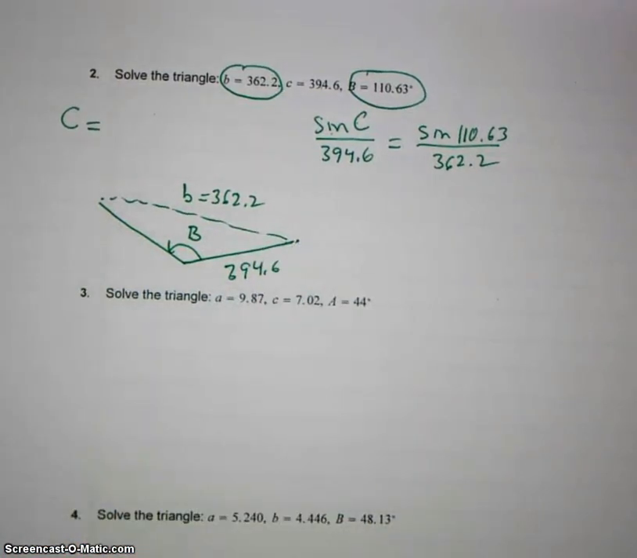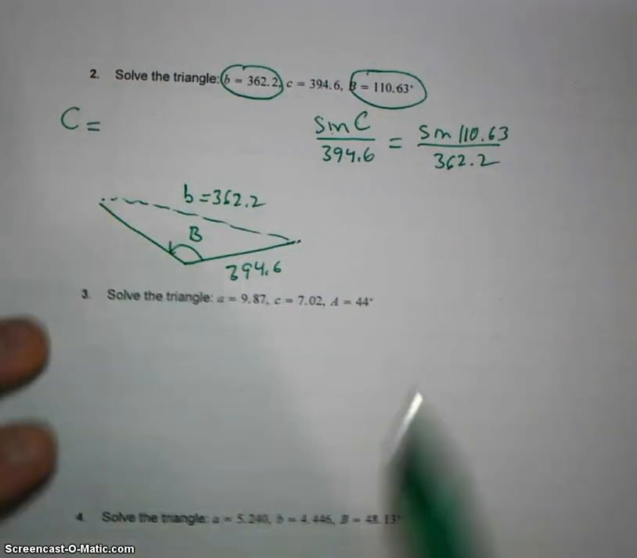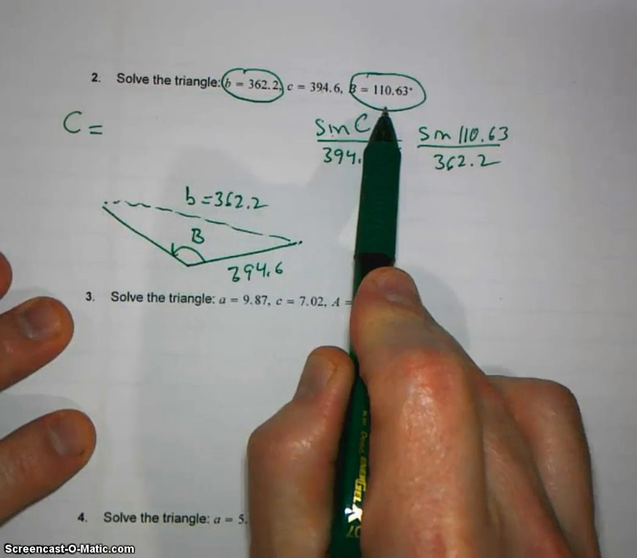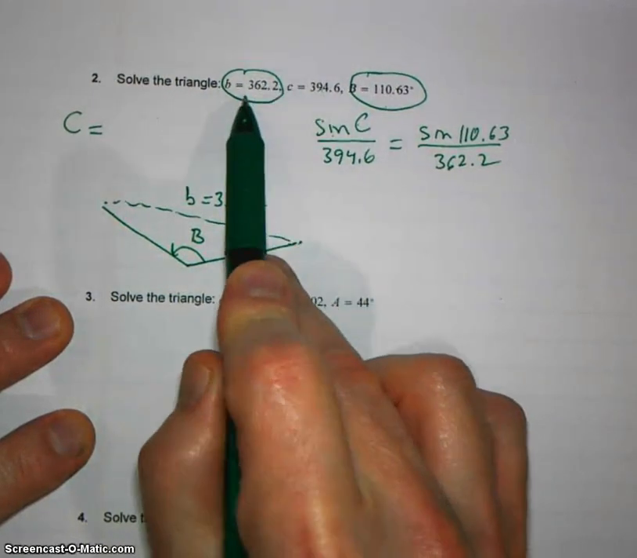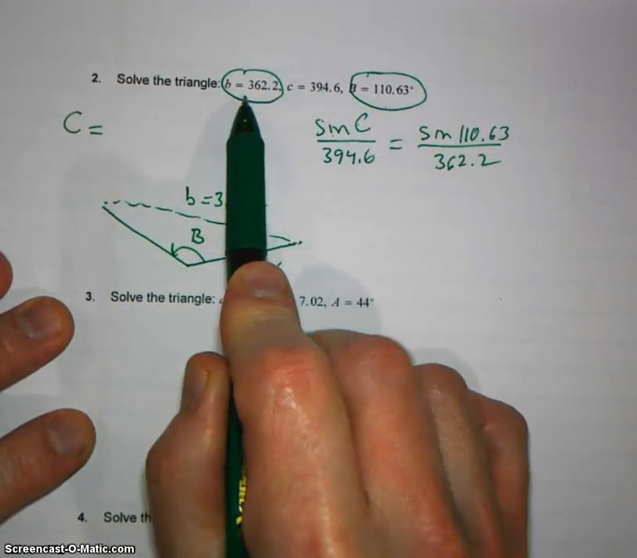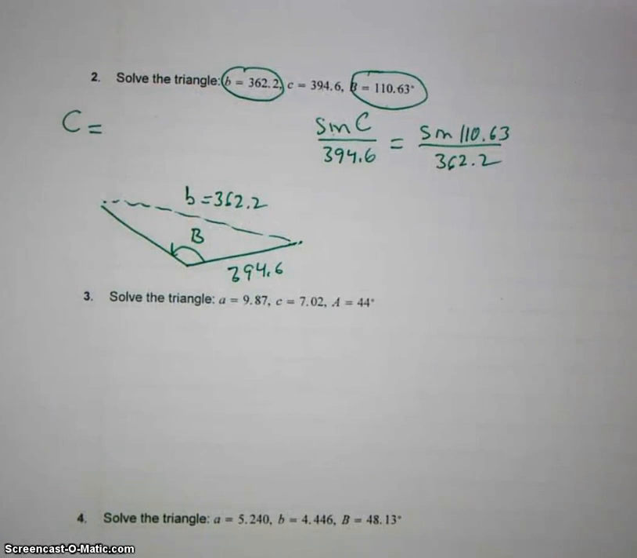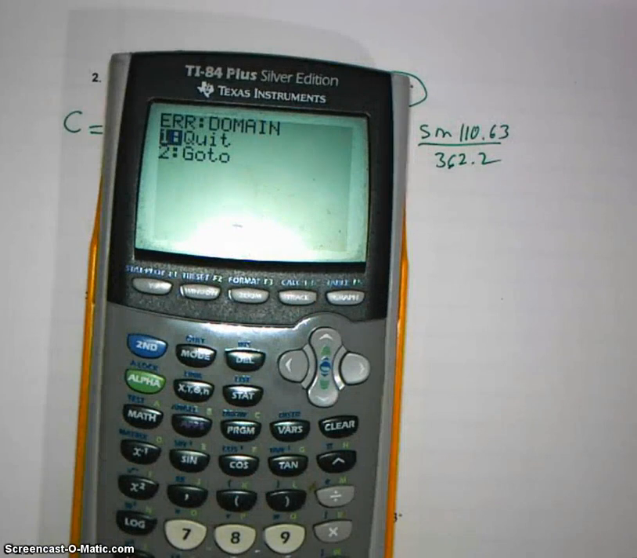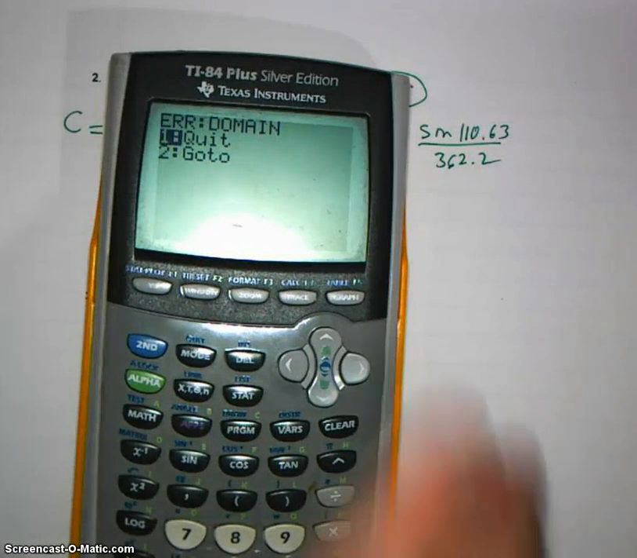And I knew right from the beginning that that was going to happen. The reason I knew right from the beginning is that big B has to be the biggest angle because it's more than 90 degrees, which means little b has to be the biggest side. So c being bigger can't possibly work. Okay, so you might see that in your homework. Again, when you're going to know is when you try to do that sine inverse and you get error domain.